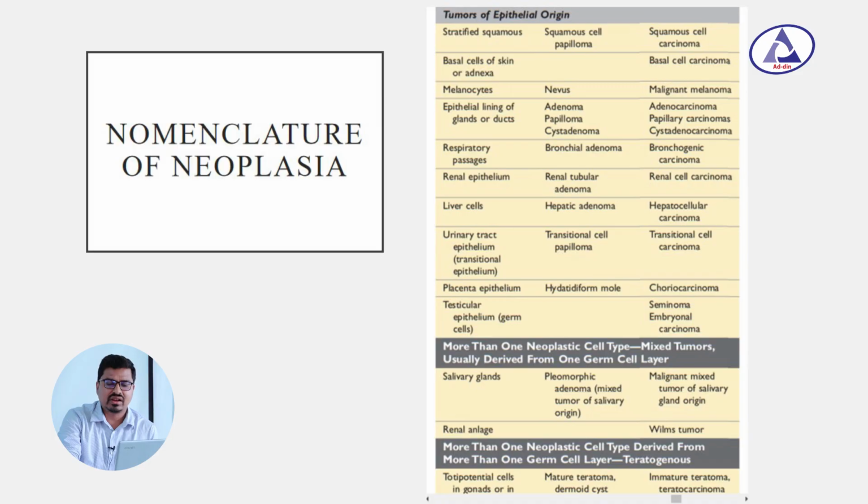Wilms tumor, a renal tumor, occurs in children and is a malignant tumor. More than one neoplastic cell type derived from more than one germ cell layer: teratogenous. Totipotent cells in gonads: benign tumor is mature teratoma, dermoid cyst, or malignant is immature teratoma, teratocarcinoma.